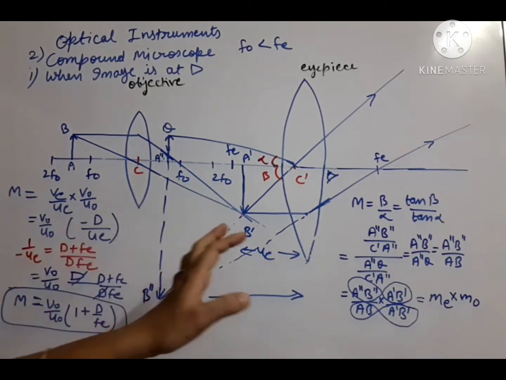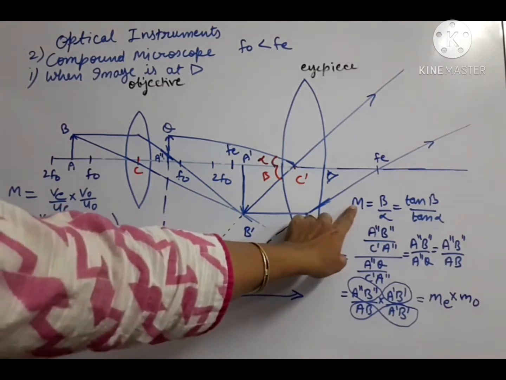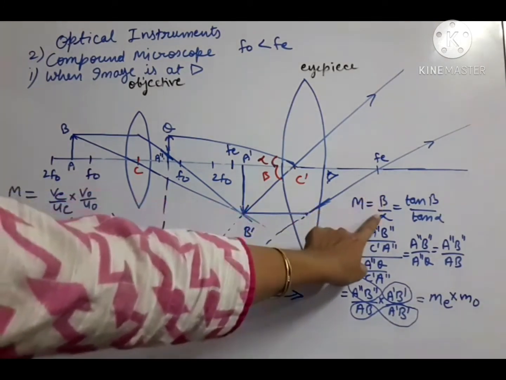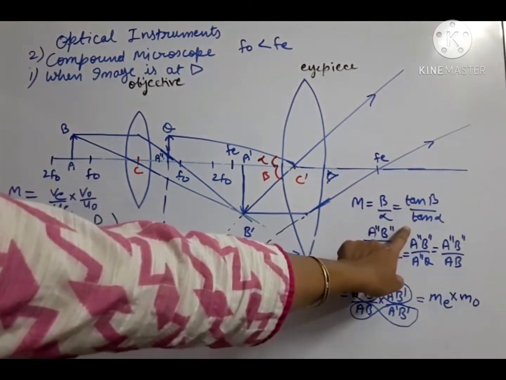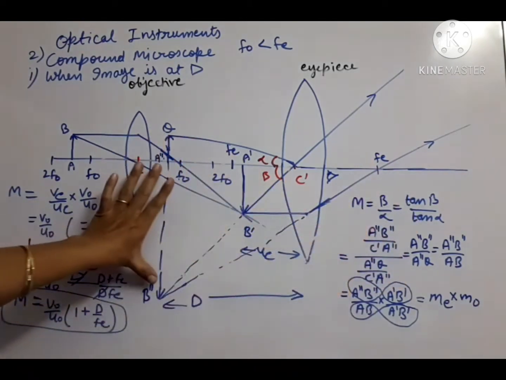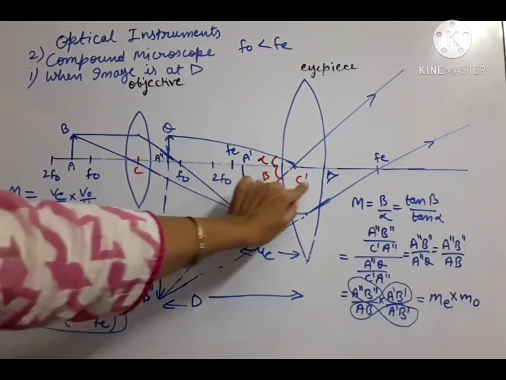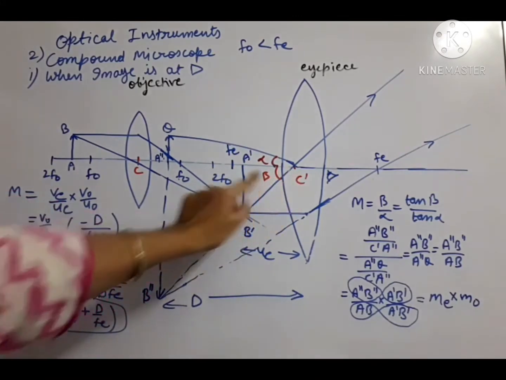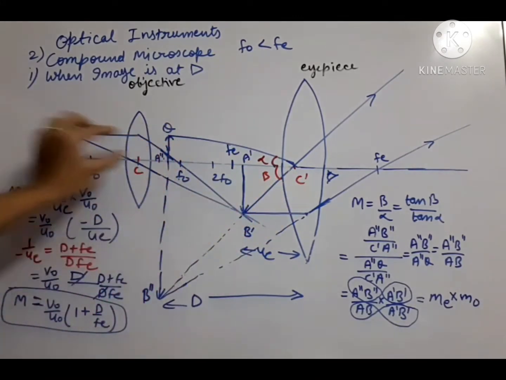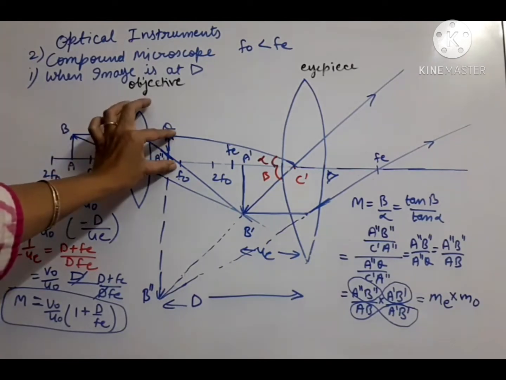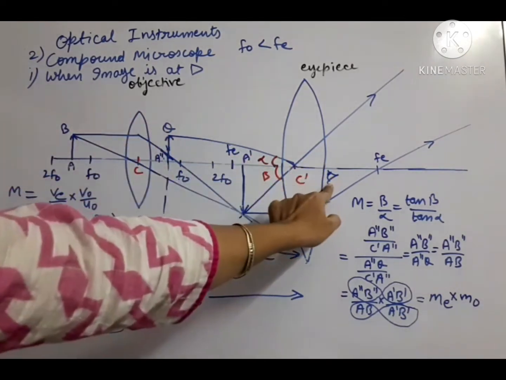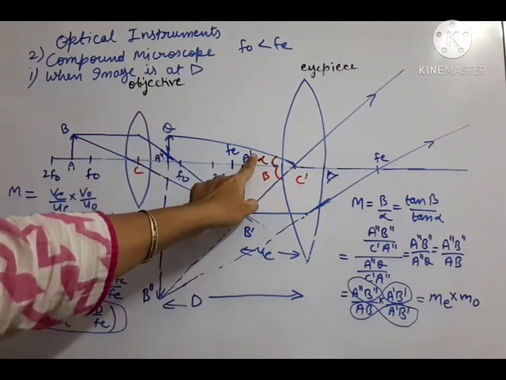I'll just repeat the terms. How we have started with magnification formula is beta upon alpha, tan beta upon tan alpha. For that, whatever final image is formed, how much angle it is making at the eye, that means C dash, that is beta. Object is not present here, so object substitute we have drawn here. How much angle it is making at eye, that means C dash, that is alpha.